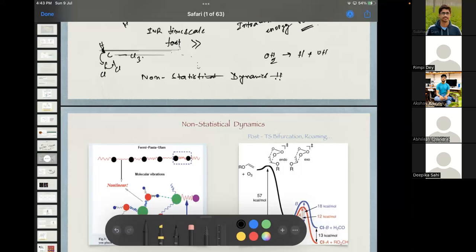Energy transfer is not happening. Sometimes it might happen. So that is the situation where we call the deviation from statisticality. So we term this non-statistical dynamics. In this non-statistical dynamics, dynamics is very important here. To understand this, we have to understand the dynamics, how the energy transfer is happening between different possible vibrational modes, like one mode to another mode.